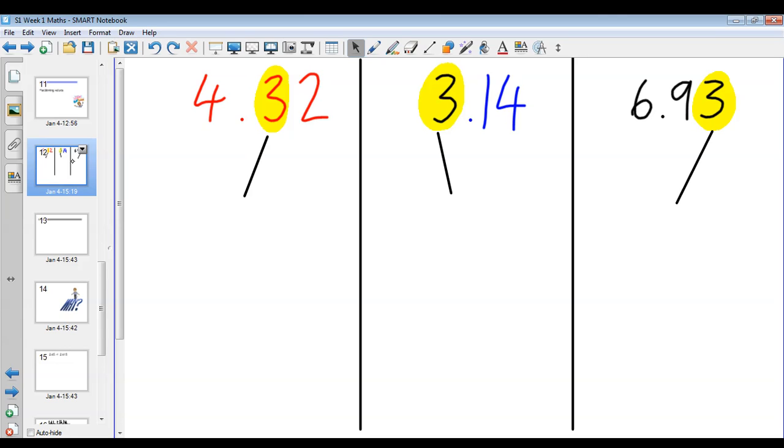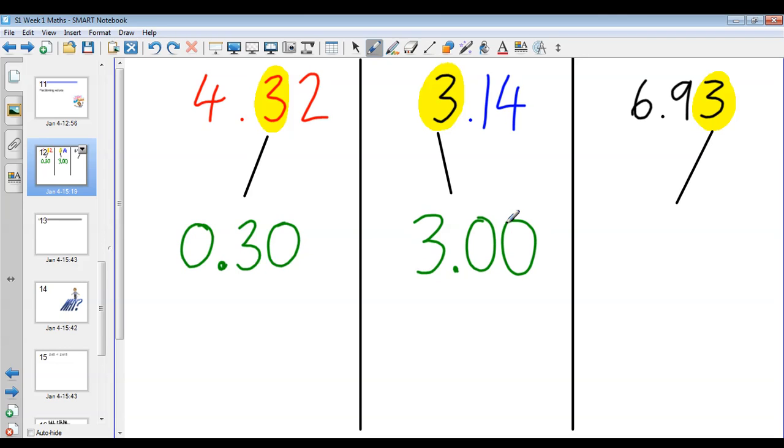In these numbers here, I have already highlighted some digits. You'll notice I've highlighted the digit 3 in all the numbers. But what's it actually worth? Well, let's look at the red number, 4.32. The 3 here is actually worth 3 tenths, 0.30. The second number, 3.14, the 3 is actually worth 3 wholes. The decimal, that would be 3.00, wouldn't it?